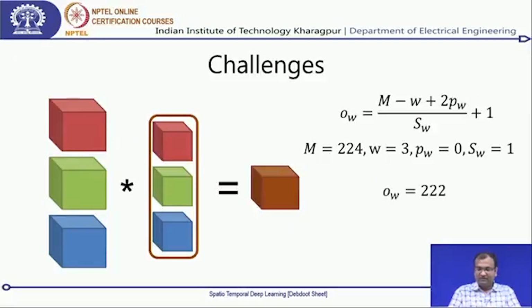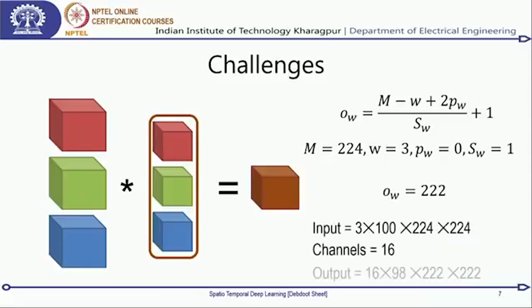In that case, we get our output equal to 2 by 2. Now, if we take an input of this form which has 3 channels, 100 time steps on the time axis, and a spatial size of 224 cross 224, and my convolution has 16 such channels, each of size 3 cross 3 cross 3, then my output comes out as 16 cross 98 cross 222 cross 222.